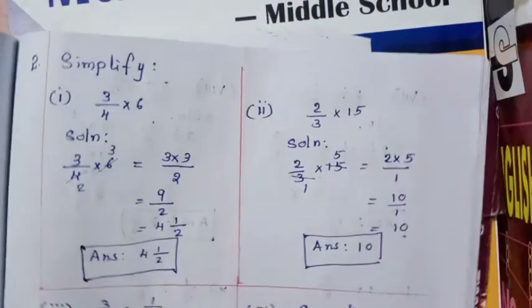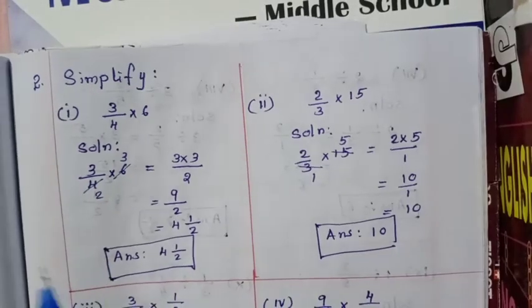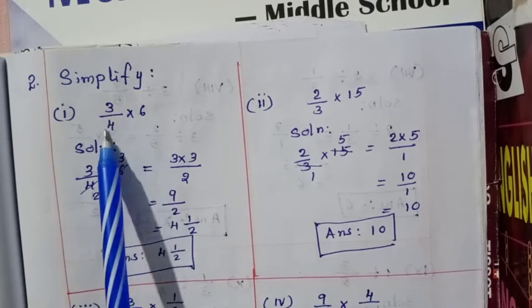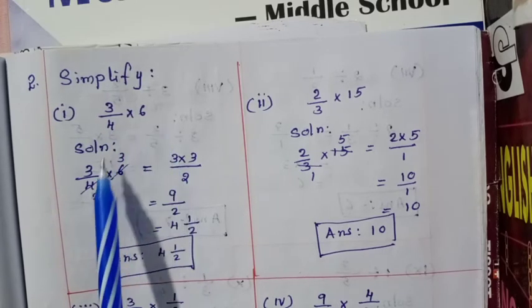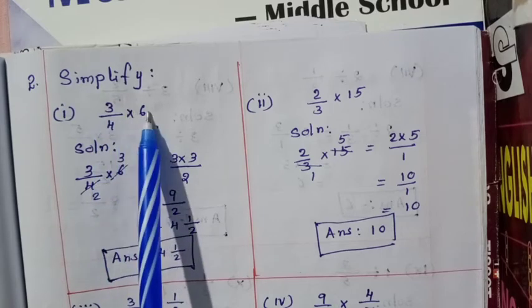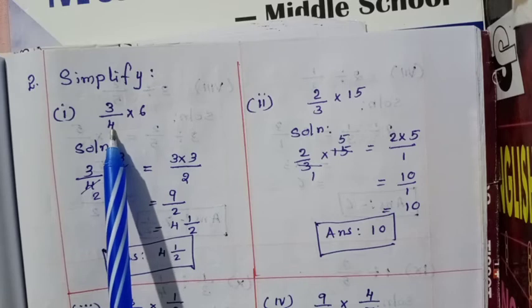Now next question. Question number 2. Simplify 3 by 4 into 6. Simplify means that 3 and 6 are numerators and 4 is the denominator.